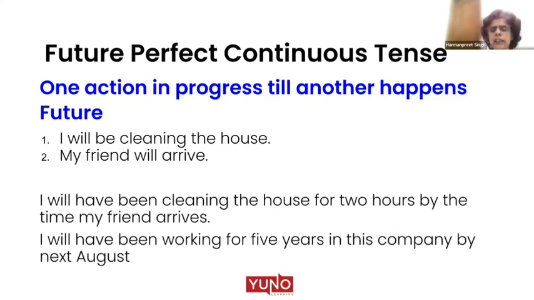I will have been working for 5 years in this company next August. In the first sentence, there were two actions. In the second sentence, there is one, right? But that action would continue. It has not stopped. So that is where we are using future perfect continuous.